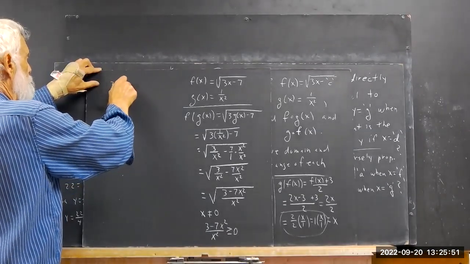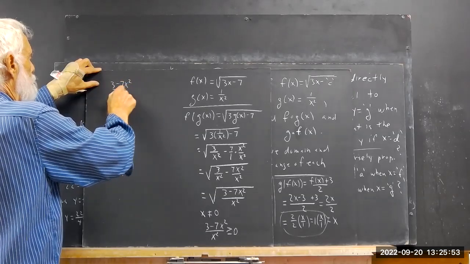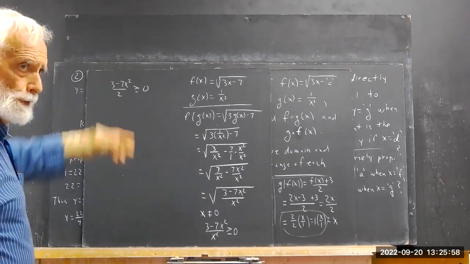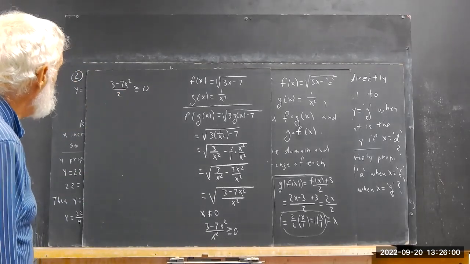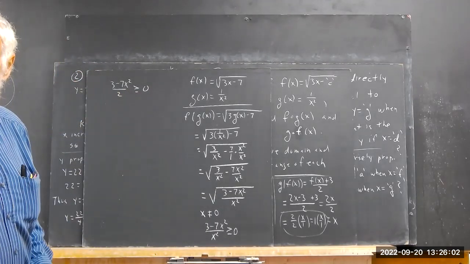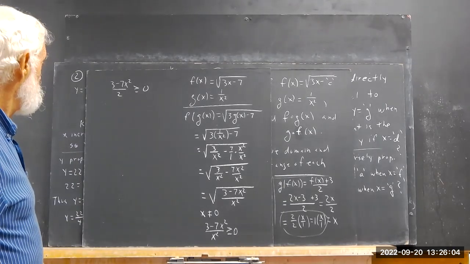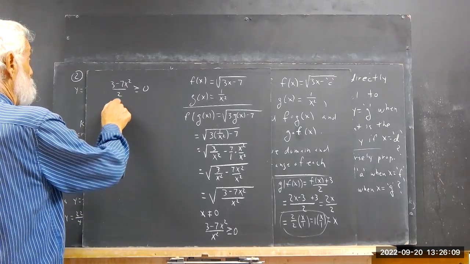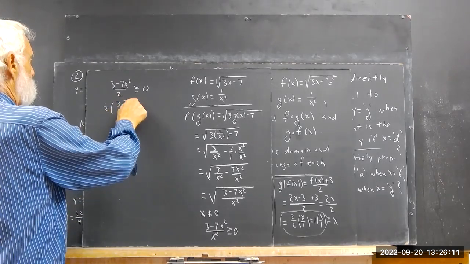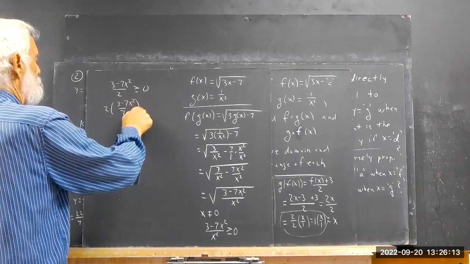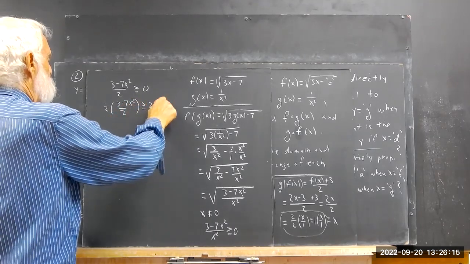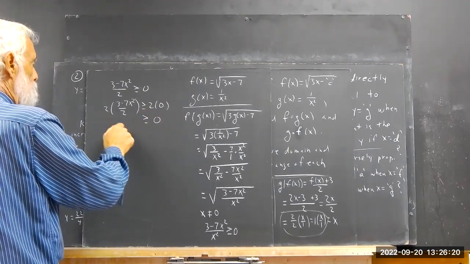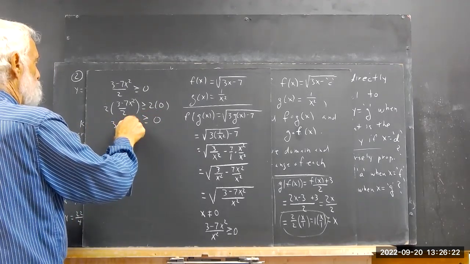So we've got 3 minus 7x squared over x squared greater than or equal to 0. So use this as a little refresher on inequalities. How do we solve this for x? Well, first thing we do is we multiply both sides by x squared. Well, x squared times 0 is still 0. But x squared times this just gives us 3 minus 7x squared.